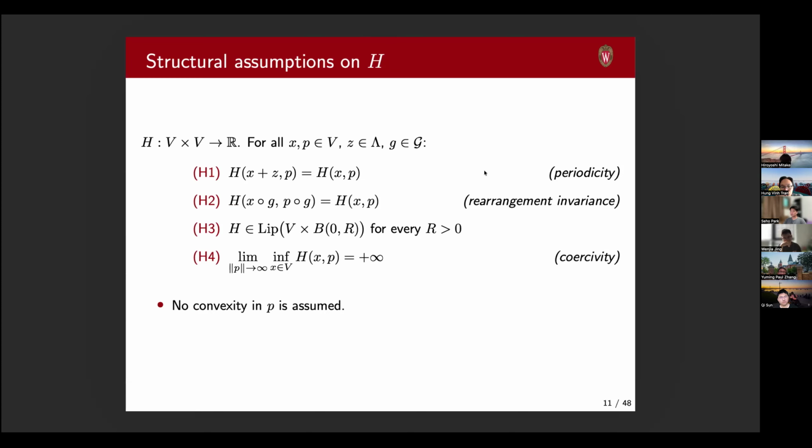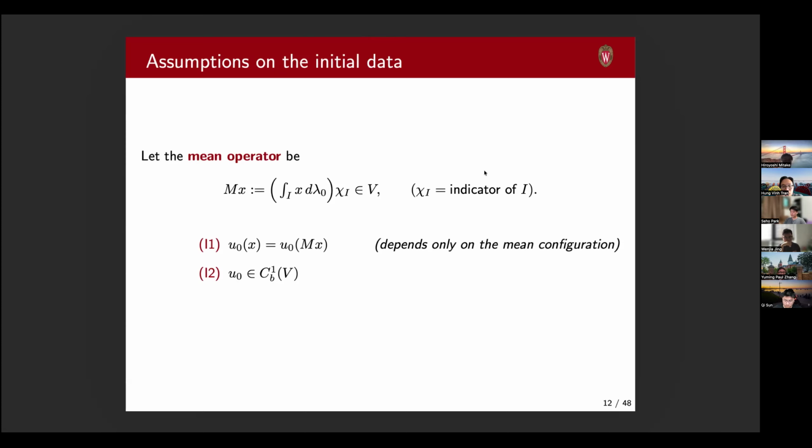And those are the assumptions on our Hamiltonian. So I already talked about the periodicity and the rearrangement invariance assumption on H. And also we assume that H is Lipschitz and H is coercive, but we don't assume convexity. We assume a general non-convex Hamiltonian. Okay, and then we also have some assumptions on our initial data, which is that our initial data u0 only depends on the mean configuration. Here M of x represents the mean vector valued function, so it is a constant function valued by the average of x. So u naught of x is the same as u naught of M of x. So this is a kind of strong restriction on our initial data, but it will give some symmetric structure to our problem.